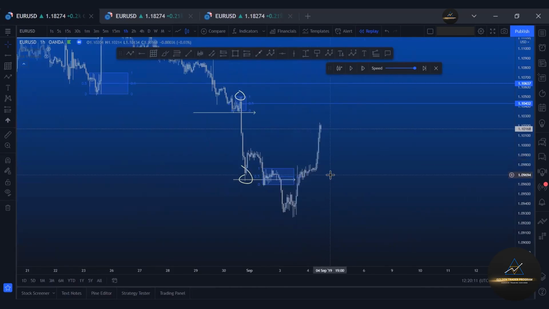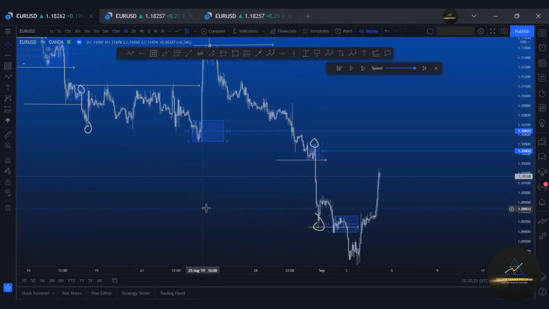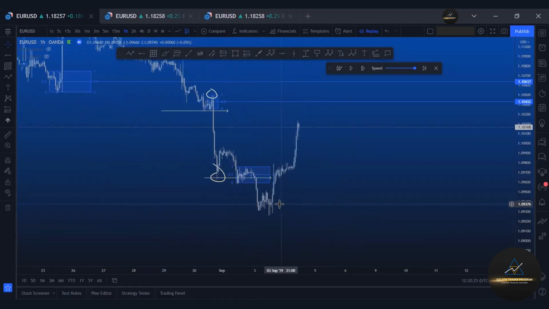I need to see if the structure is correct, the momentum, is the boomerang valid, is there a pattern there, is there a bank level there, etc. You don't just take a banker block by itself, because as you can see, a lot of them fail. This is why you need to have multiple confluences, just like any other strategy. But right now, I'm just showing you guys how to identify a banker block.